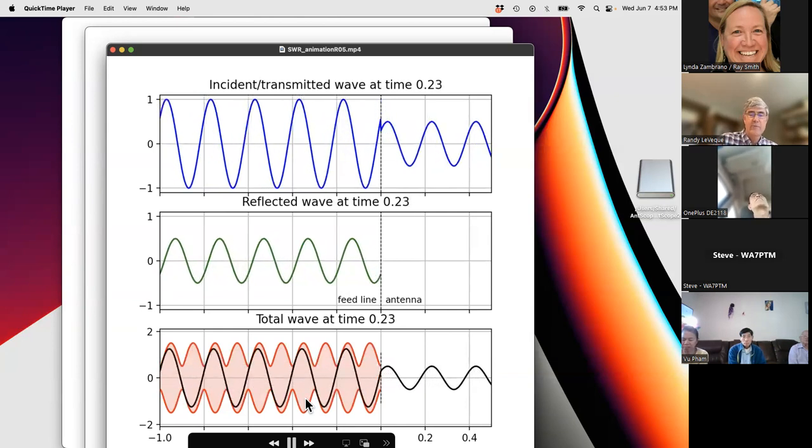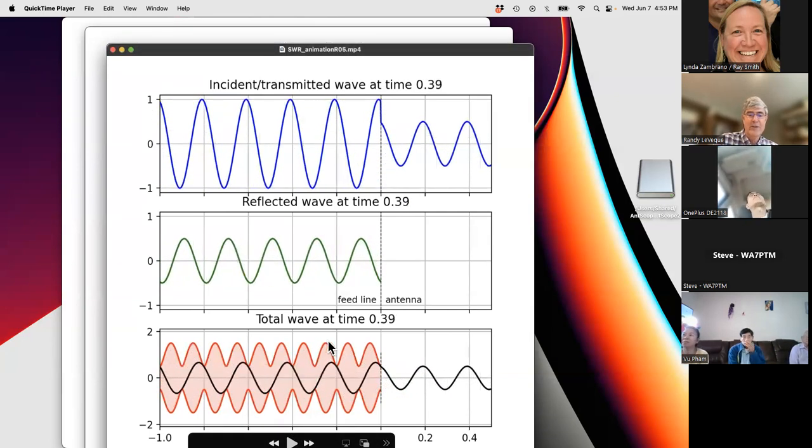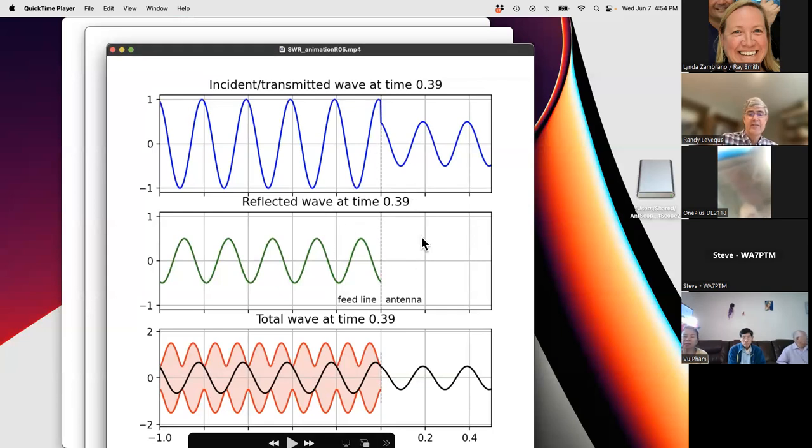So the standing wave ratio refers to the maximum value this red curve takes divided by the minimum value. So here, this value here is about 3 times as large as this value relative to 0 here. So it goes up to about 1.5 and down to about 0.5 and up to 1.5 and down to 0.5. So the ratio of the two is 3. So for this particular antenna connected this way, we would say the standing wave ratio is 3.